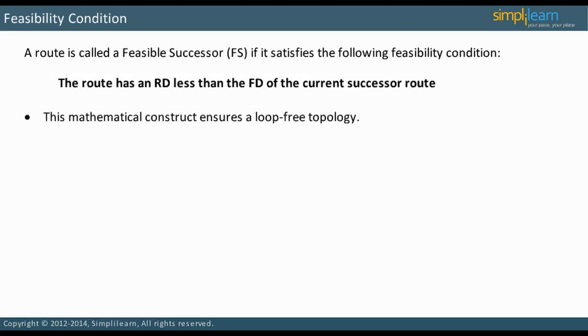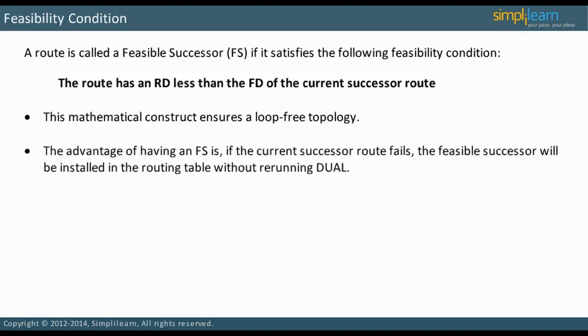Let us understand why. RD is the metric between the next hop router and the destination. FD is the metric for the entire route to a destination. The feasibility condition states that if the possible new route's RD is less than the present route's total metric, the new route cannot be going through more network nodes and looping back on itself.